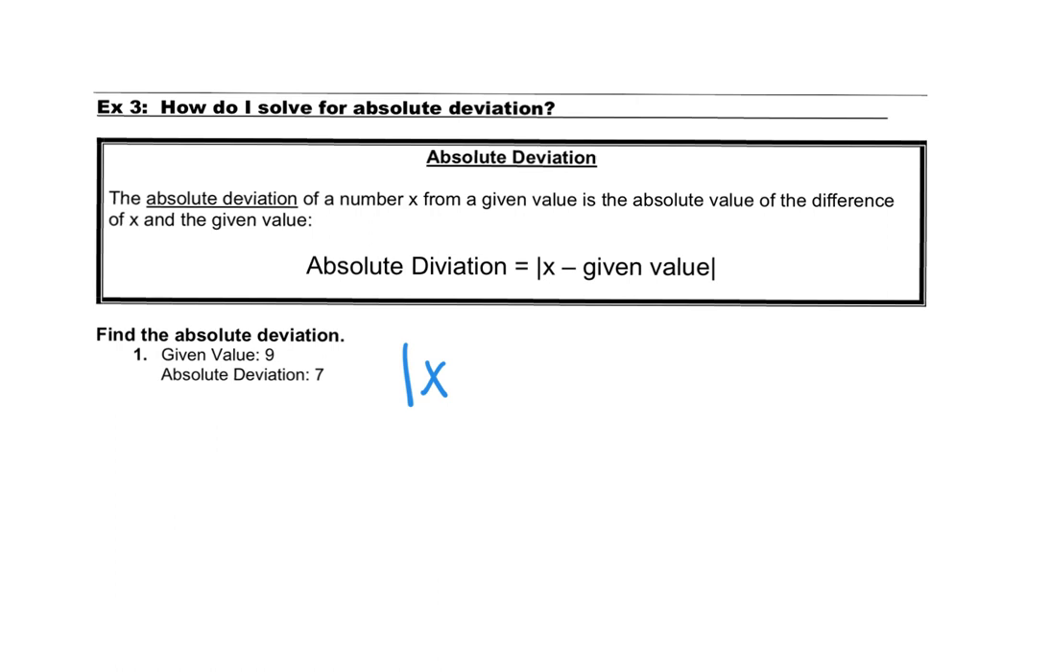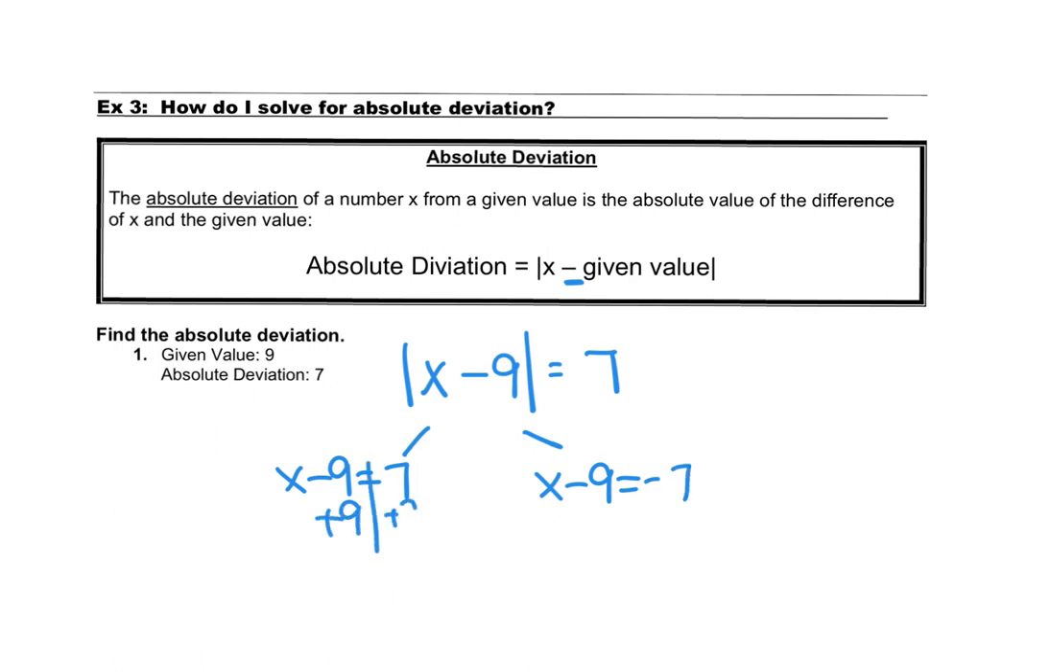So our given value is 9. So remember, it's always x minus the given value. So I'm going to subtract 9. And then that's going to be equal to 7. And so what we would do then is solve by having x - 9 is equal to 7, and then x - 9 is equal to negative 7. So x is equal to 16, and x is going to be equal to 2.